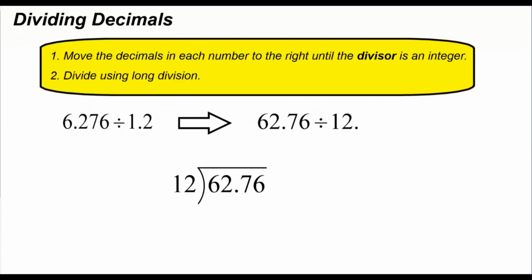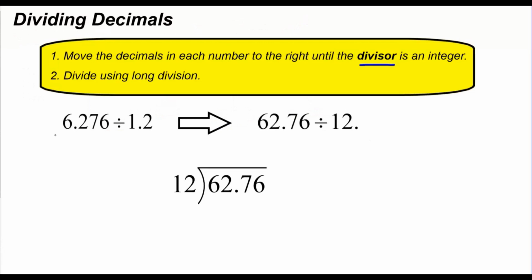I'm going to be referring to the word divisor a couple times in this video, so make sure you write down what those are. So dividing decimals, how do you divide decimal values? Well, you're going to move the decimals in each number to the right. So we're going to increase the value of these numbers to create an equivalent division problem. We're going to move the decimal to the right until the divisor is an integer, a whole number and no longer a decimal.